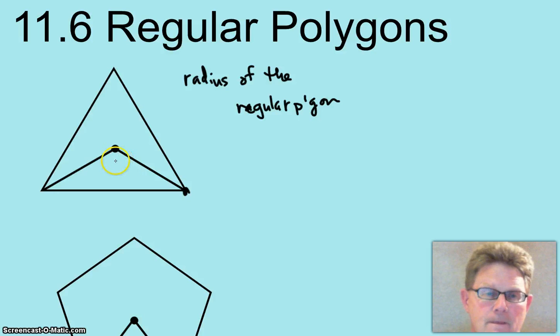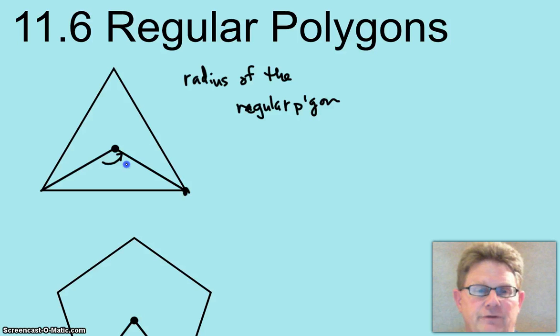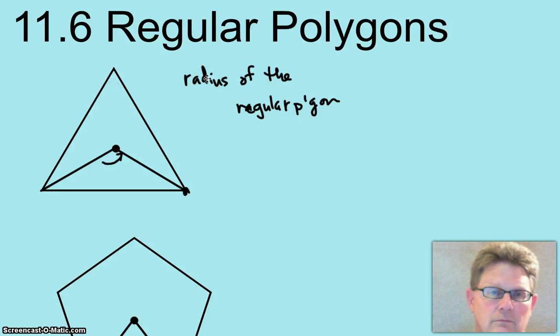So, what is the measure of this central angle? Whoops. I turned my marker off, didn't I? I did. What's the measure of this central angle? Okay. The measure of that central angle is, well, there would be three central angles that are all about the same size. If you drew all three central angles, they'd all be the same size. 360 divided by 3, each one of these central angles is 120 degrees.